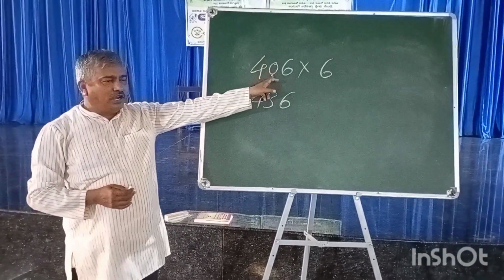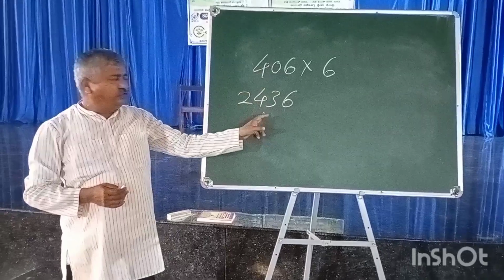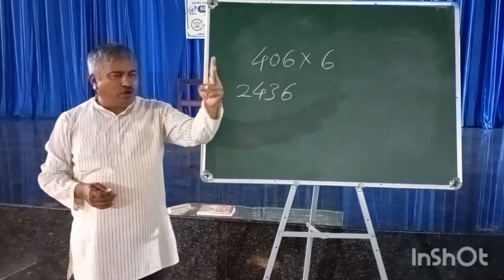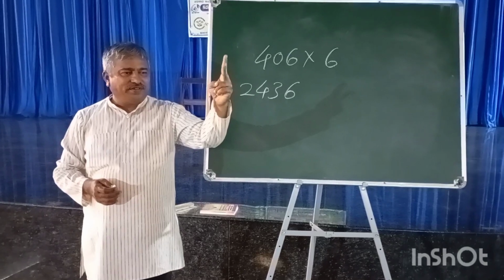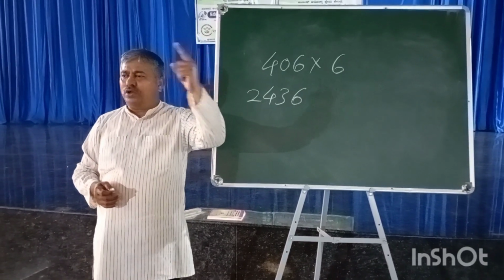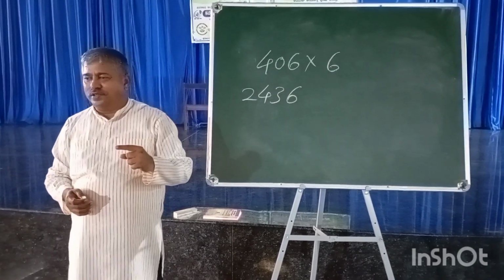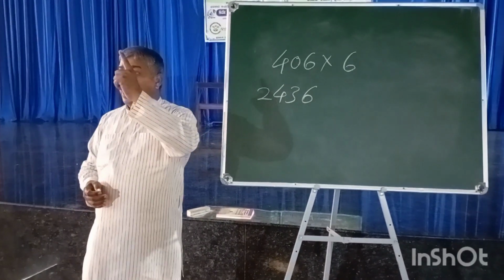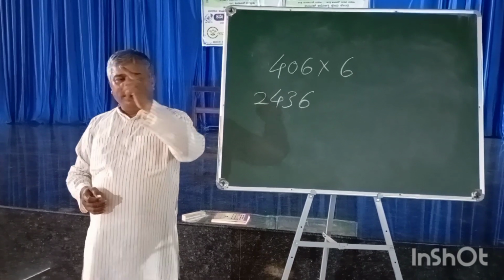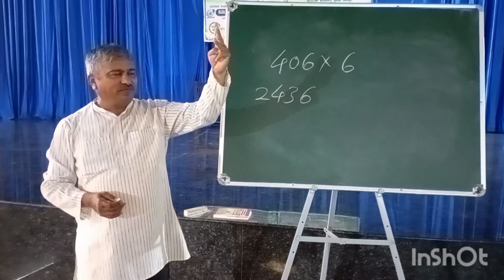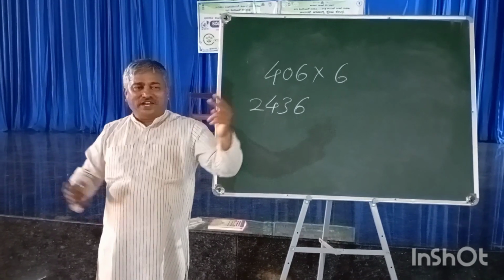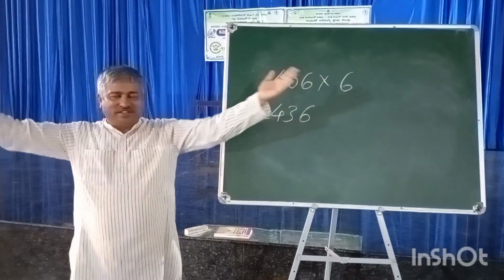If there is a single zero, no zero in the answer. If there are 2 zeros, 1 zero in the answer. If there are 3 zeros, 2 zeros in the answer. Wow, super, smart student. 9 zeros, 8 zeros in the answer.